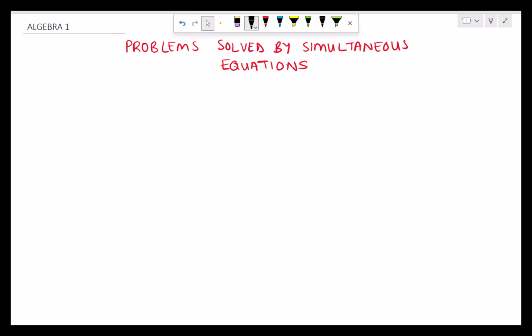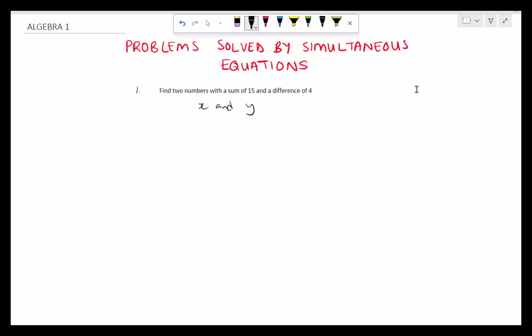Hello guys, in this video we're going to look at problems solved by simultaneous equations. Find two numbers with a sum of 15 and a difference of 4. We are going to let our numbers be equal to x and y.